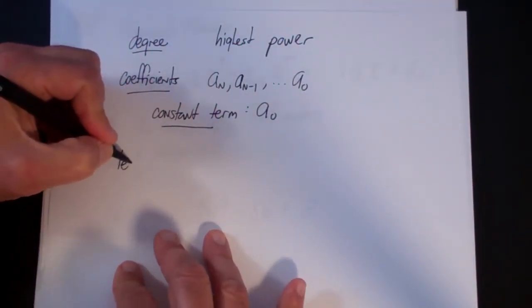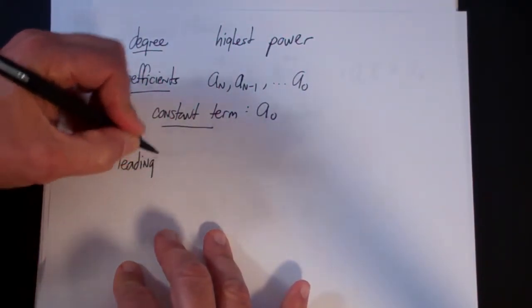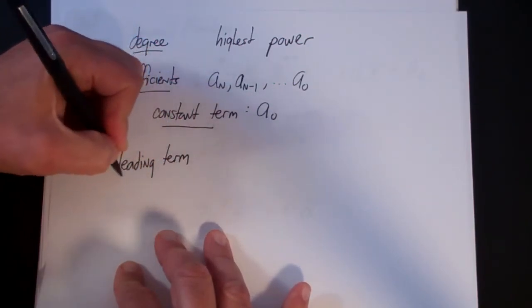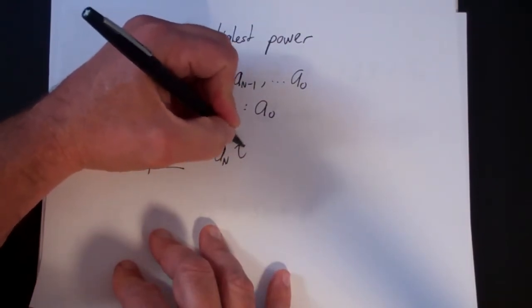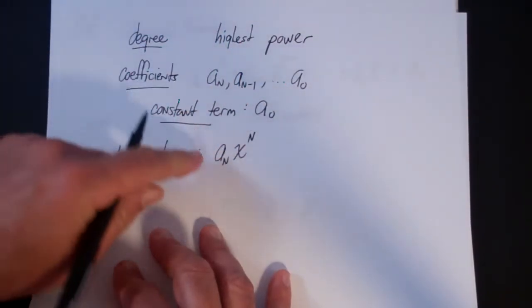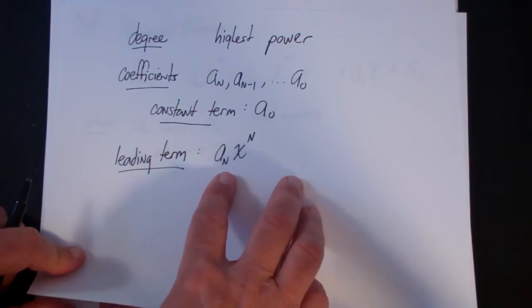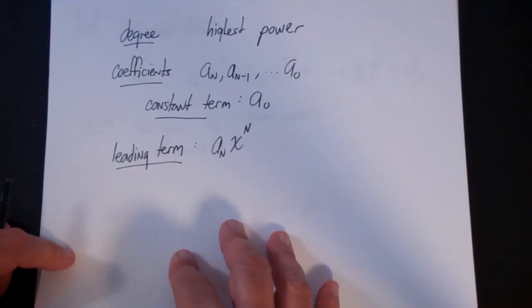And then we have something called the leading term, which becomes very important in determining the general shape of the polynomial. The leading term is basically the x with the highest power with the coefficient. So that's the leading term.